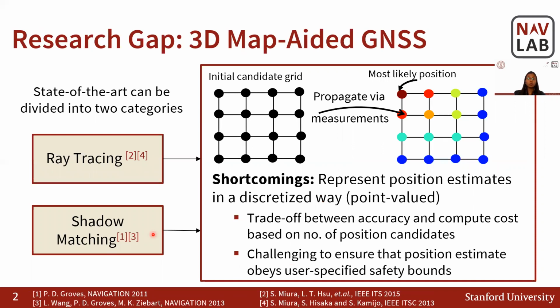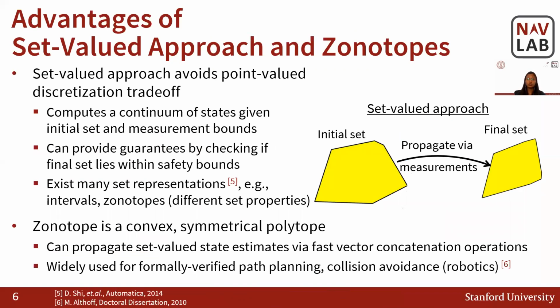A common aspect of both these methods is that they represent position estimates in a discretized way. That is, one can use a finer discretization to achieve a more accurate estimate, but it comes at the expense of added computational cost. Furthermore, these point-valued methods also face challenges in ensuring that a position estimate obeys user-defined safety bounds. To avoid this point-value discretization trade-off, one can instead consider a set-valued approach to compute a continuum of state estimates given the initial set of states and measurement bounds.